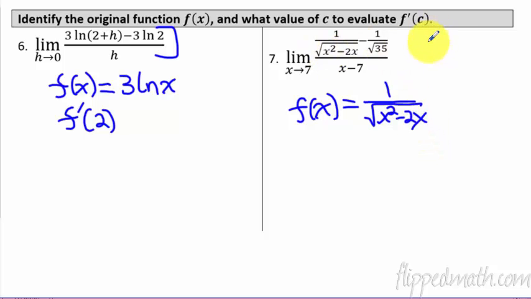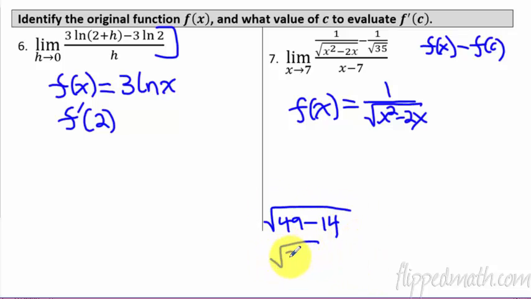How do I know that? Because I know up on top it is f of x minus f of c. This is your f of x minus f of c. And then you can double check by taking this 7 and plugging it in. In fact, let's just do that real quick. So 7 squared is 49 minus 2 times 7 is 14, the square root of that, and that simplifies to the square root of 35. Yep, that's right. So if you take a 7 and plug it in here for f of c, you're going to get 1 over the square root of 35. So this matches. And then on the bottom, it's always x minus c. So this fits.